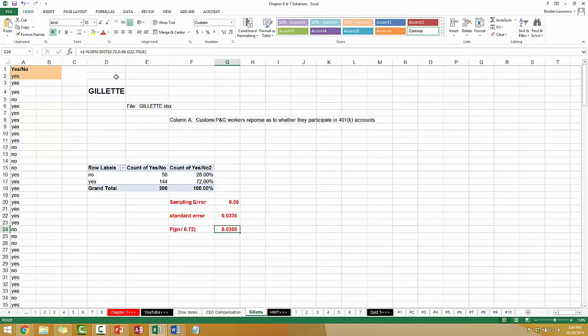So we can say that the participation rate in the 401k plans for Procter & Gamble workers is larger than that for the nation as a whole.